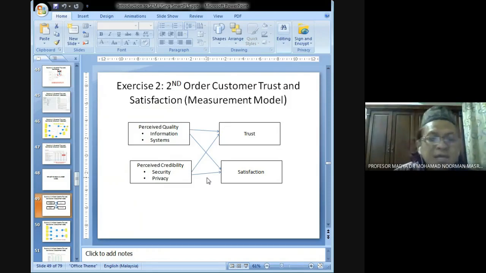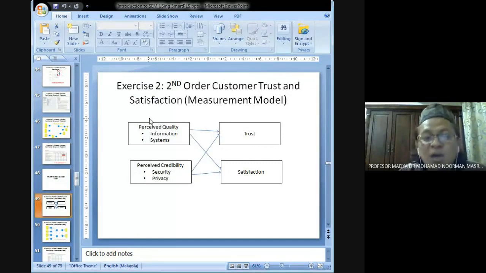Never mind later on. Just look at what I have here first. Look at my slide. Perceived quality has two dimensions, information and system. Perceived credibility has two dimensions, security and privacy. And then we have two DVs, trust and satisfaction. So how are we going to analyze when your model is like this?